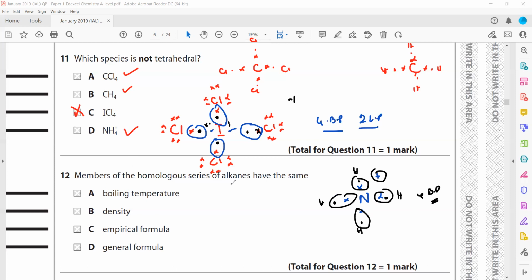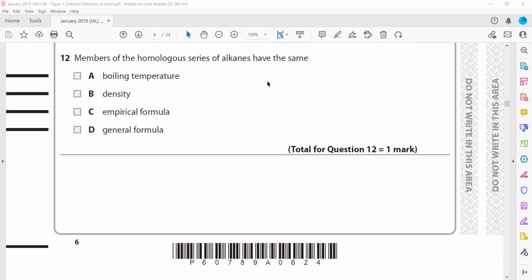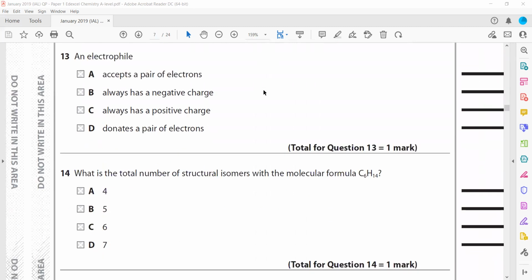Members of a homologous series, like alkanes, what do they have in common? They have the same general formula. They don't have the same boiling point because they have a different number of bonds within the molecule. They don't have the same density as the number of particles is different. The empirical formula of alkenes is the same. All alkenes have the same empirical formula, not alkanes.